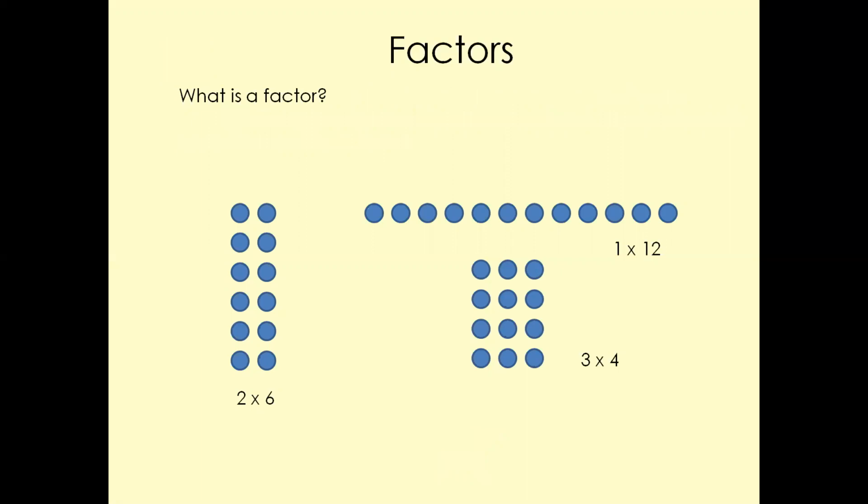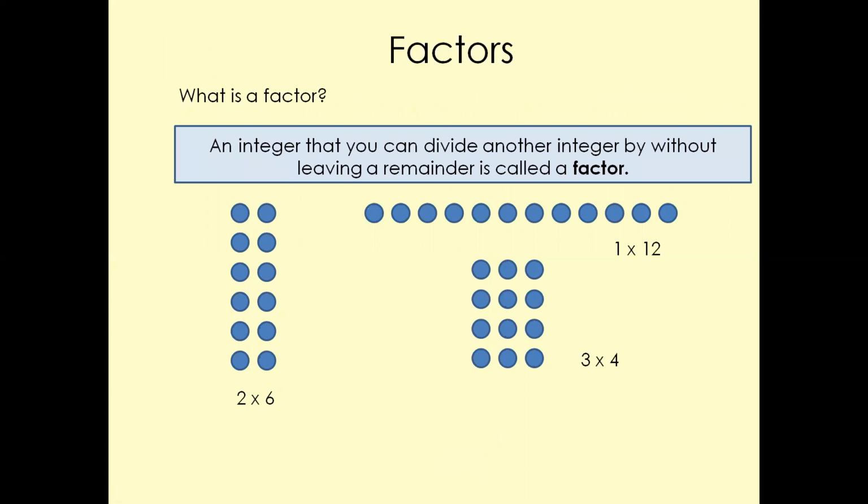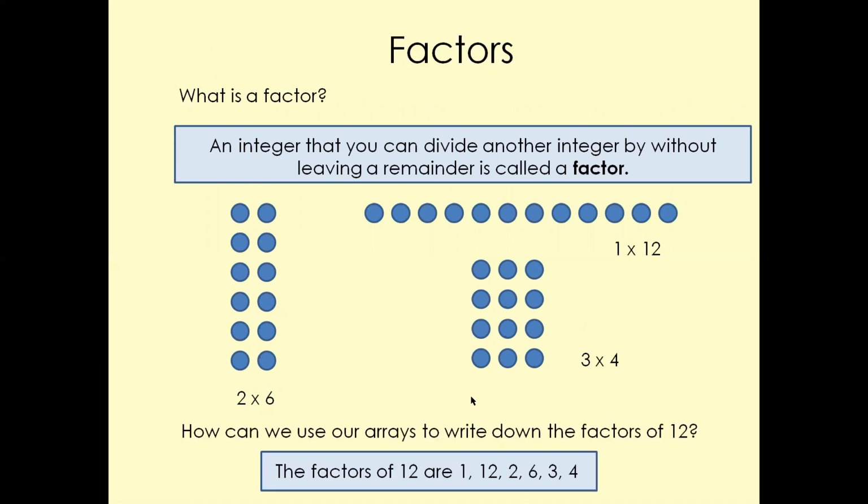Just have a look at what are factors. So an integer that can divide another integer without leaving a remainder is called a factor. Now these here, 2, 6, 3, 4, 1, and 12, these are all the factors of 12. So the factors of 12 are 1, 12, 2, 6, 3, and 4.